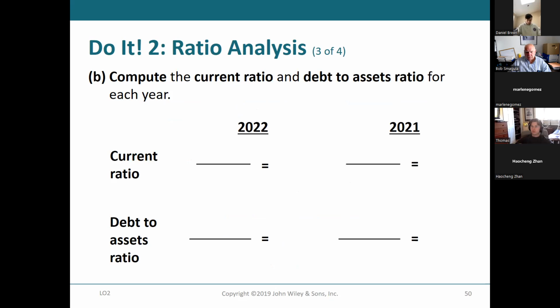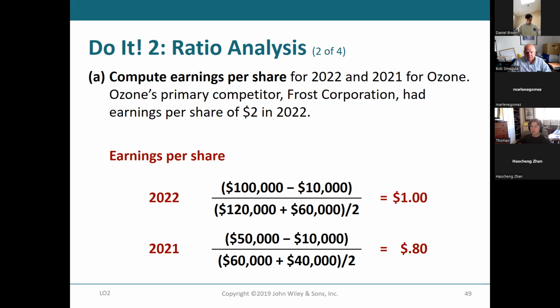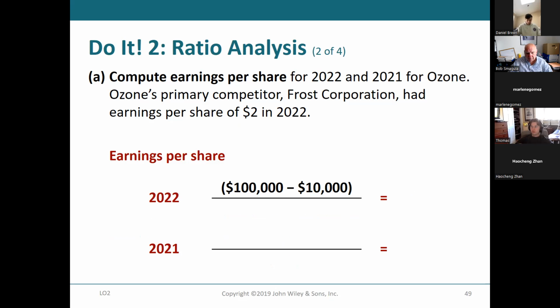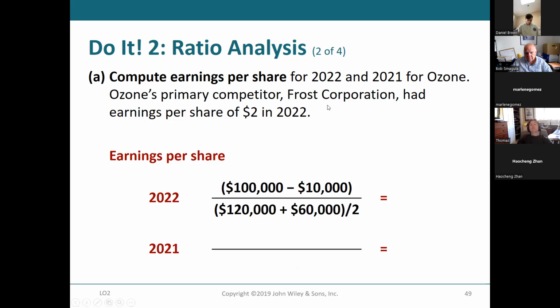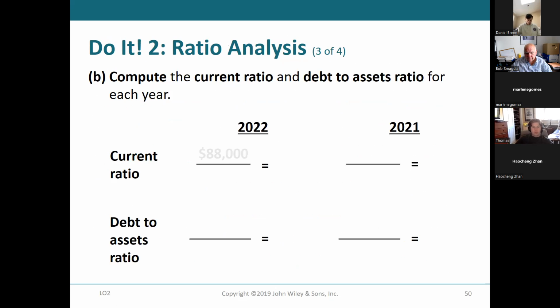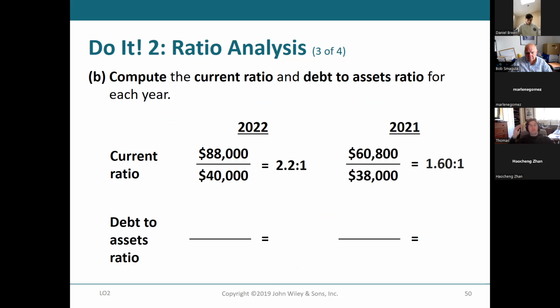Debt to assets ratio, working with the same numbers. This is going to be total liabilities divided by total assets, I believe. So I'm seeing 120 over 88. Is that right? 88. 88 over 40. There we go.